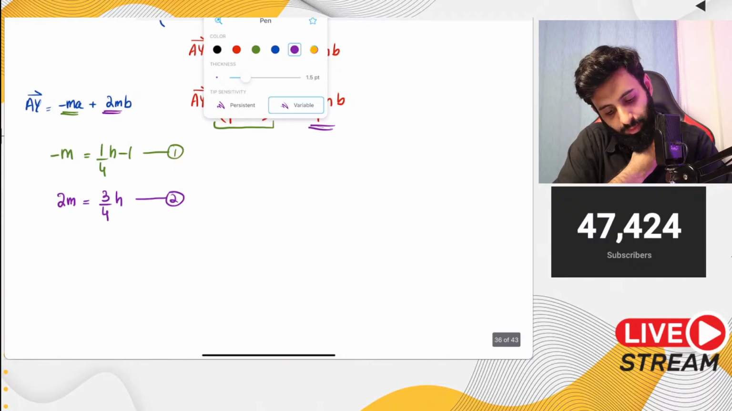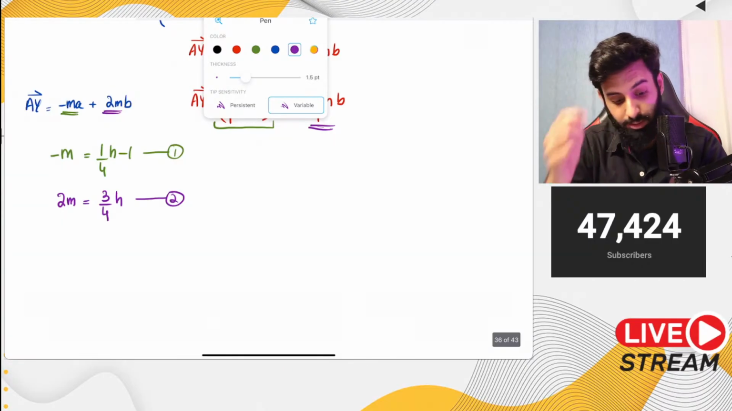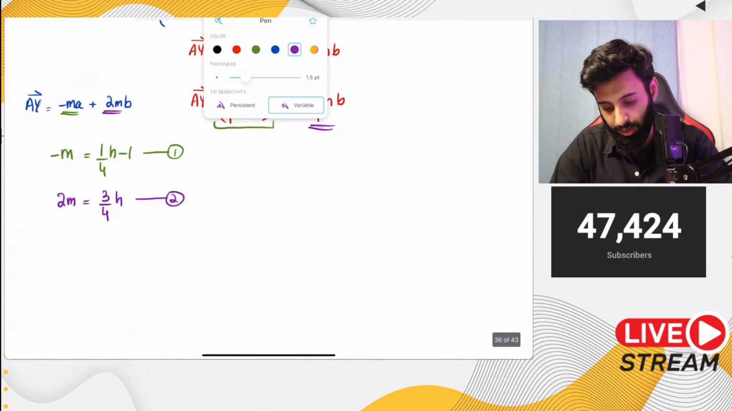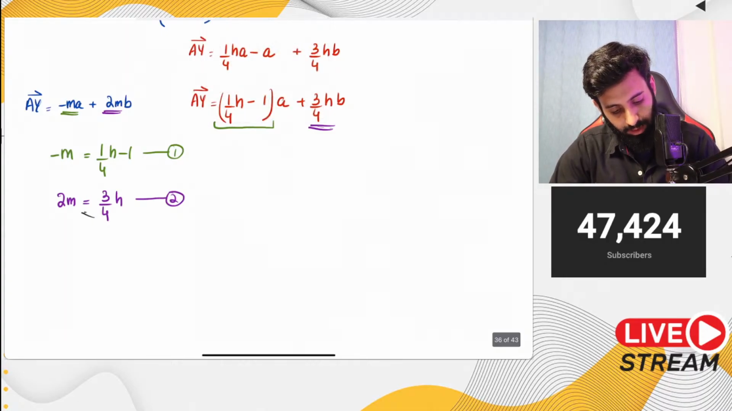Okay. So I think I'm going to use substitution. Yeah, it's best that I use substitution. Elimination would be a pain over here. So I'm going to go with substitution. Let me switch to black here. So let's cross multiply. So 8m is equal to 3h.